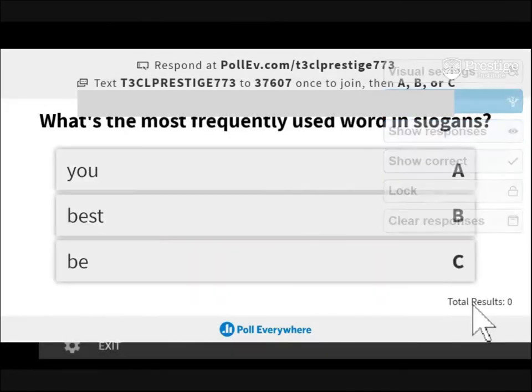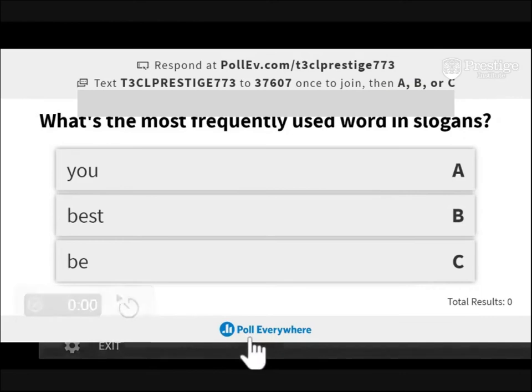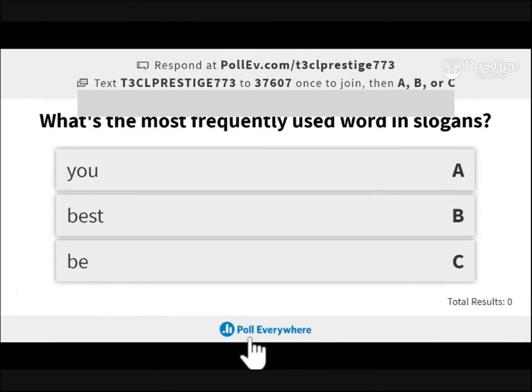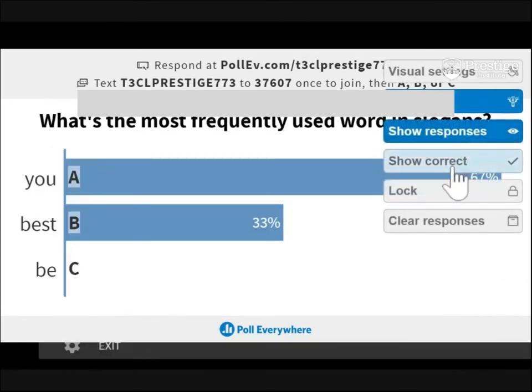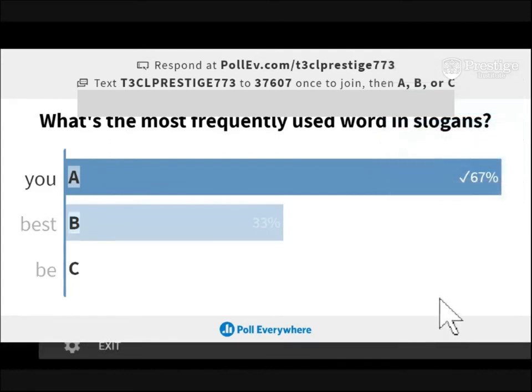What's the most, oh, this is a good one. So what's the most frequently used word in slogans? What do you think? This is based on a scientific study. After they reviewed many, many slogans, what do you think is the most frequently used word? Like, this word appears the most in slogans. You and best. So the answer is you, right? Meaning that what? What do you think these advertisements are trying to imply by using the word you a lot?